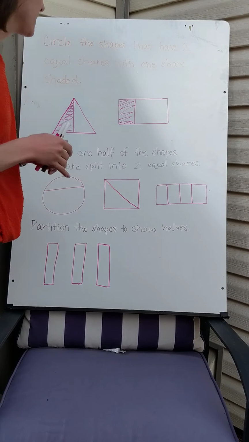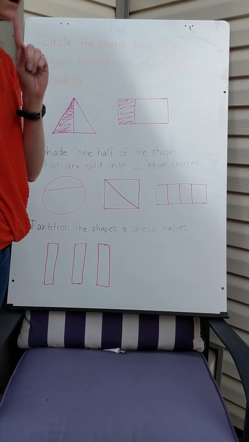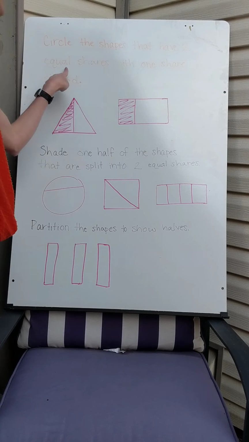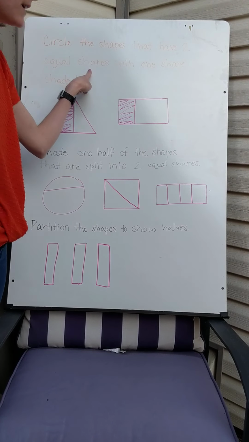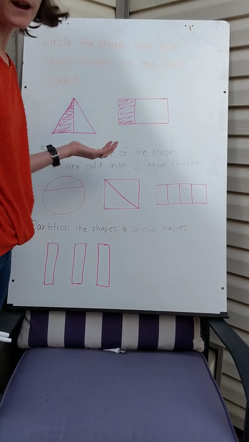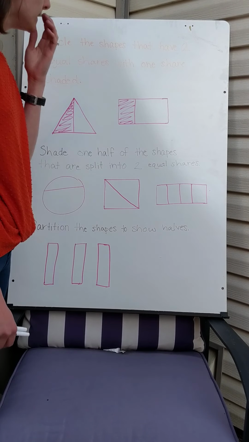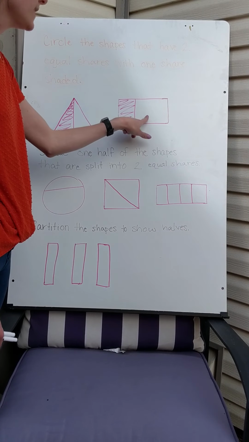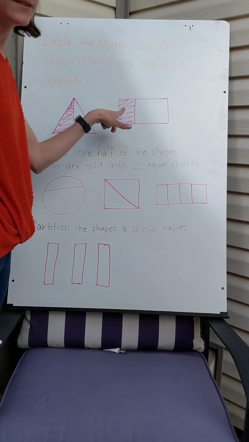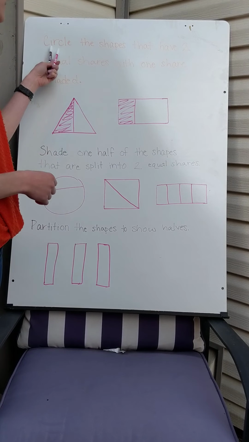This says circle the shapes that have two equal shares with one share shaded. So if I'm looking at these two shapes, I have to decide which ones have two equal shares. Okay, so that means if I was to actually take the two pieces, are they the same size? And would it be fair if I shared those with someone else? So this one looks a lot smaller than that one. I'm thinking that this is not fair. If this was a candy bar and I got this side, I would be a little sad. So I know that these are not two equal shares. The sides are not the same size.